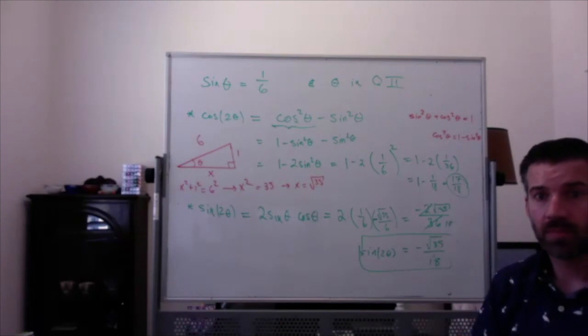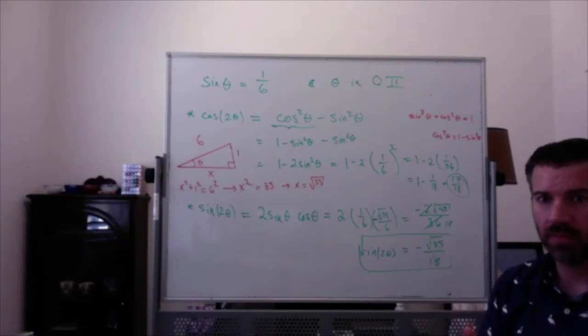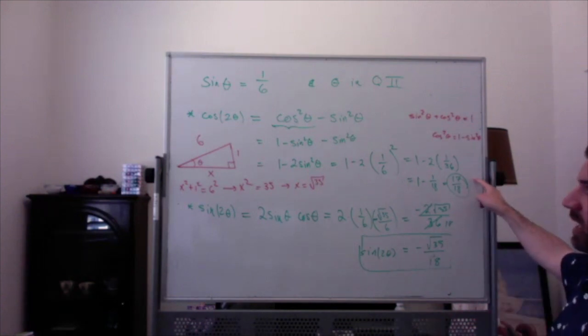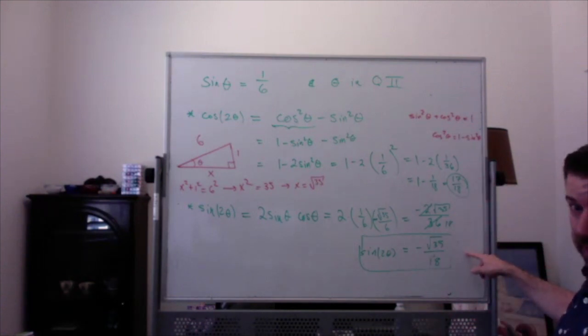2 things. First thing, what quadrant is 2 theta in? If cosine is positive and sine is negative.